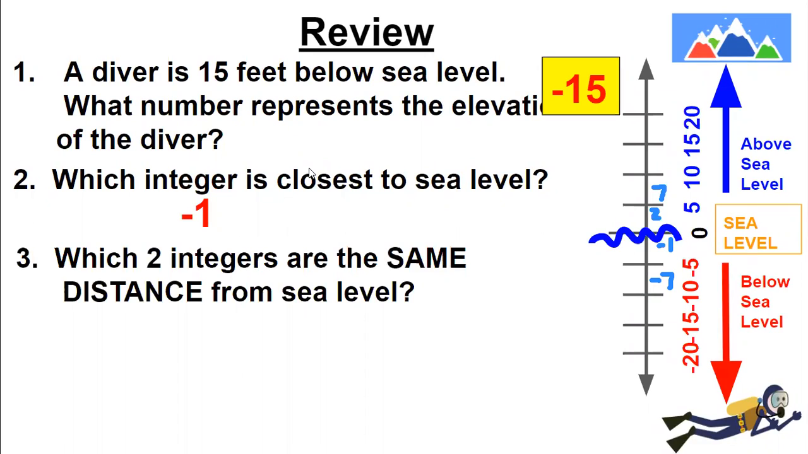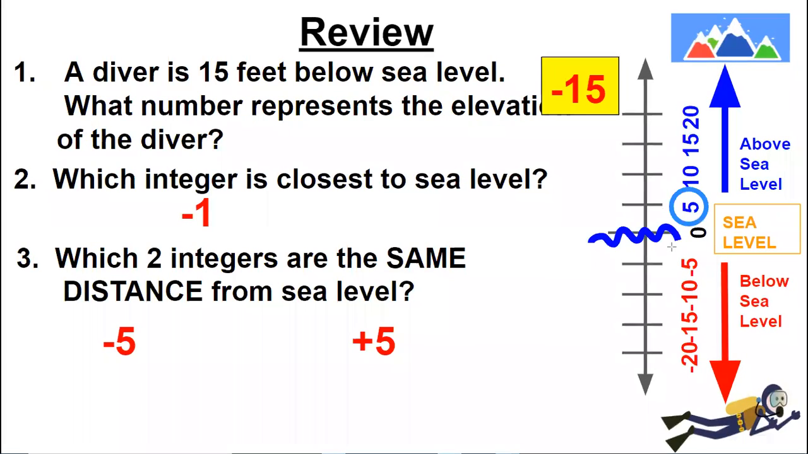Which two integers are the same distance from sea level? Here are your choices. Negative 5, positive 6, negative 12, positive 5. Which ones are the same distance from sea level? Just maybe on opposite sides, right? Well, we can get rid of 6 and negative 12. So negative 5 and positive 5 are just on opposite sides. So we have positive 5 over here and negative 5 here. They're both 5 units from 0. One is above 0, one is below 0.